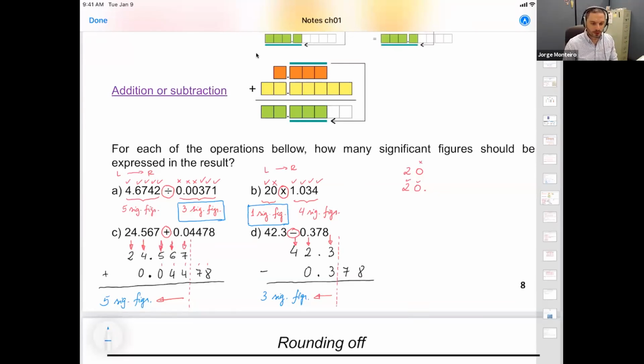Okay, so be very careful with addition and subtraction. It's a little bit more tricky than multiplication and division. So we are going to do some practice during the discussion section on Monday to make sure we got this right. Okay.